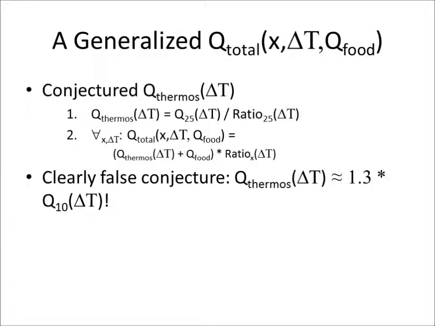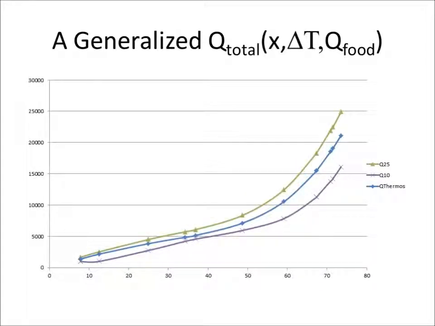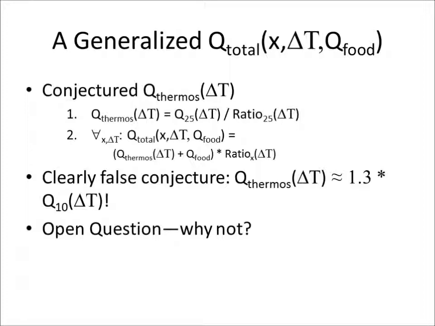Unfortunately, the values that I found for Q10 blow this theory. Clearly, the values of Q of 10 are lower than the value of thermos by about a third. You can see the blue shows thermos and Q of 10 is shown in purple. I do not know why this doesn't work, and I'd love to hear from anybody who has any ideas.